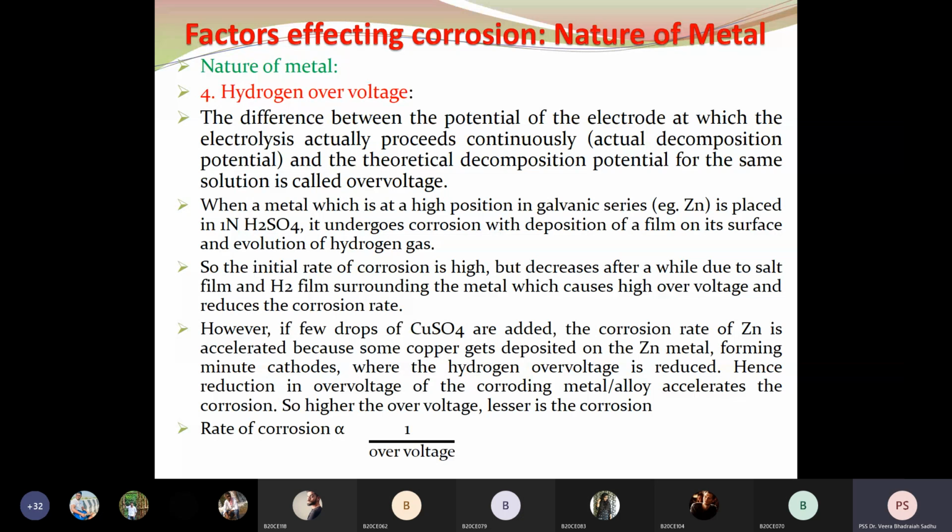So what is the relation between hydrogen overvoltage and corrosion? It is inversely proportional. So if one goes up, the other goes down.